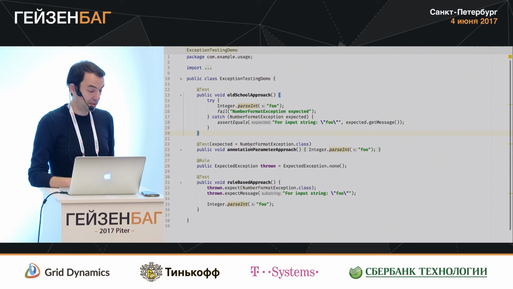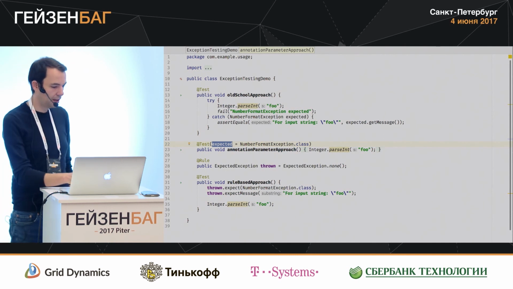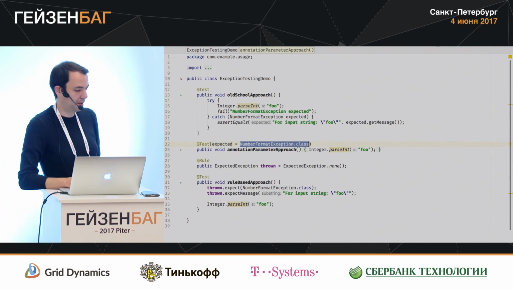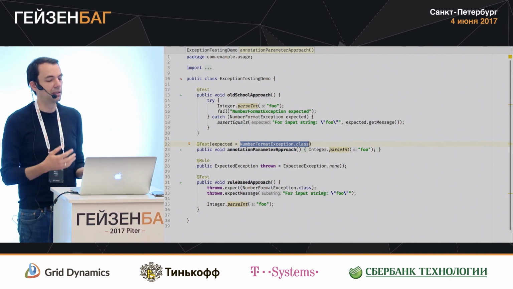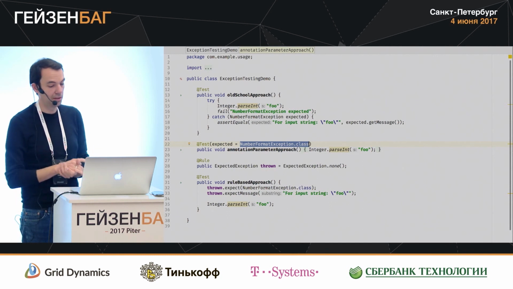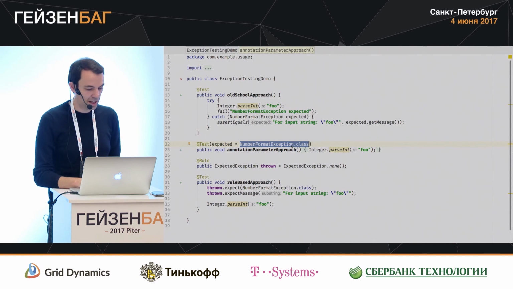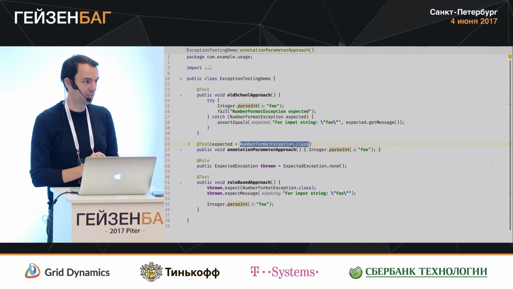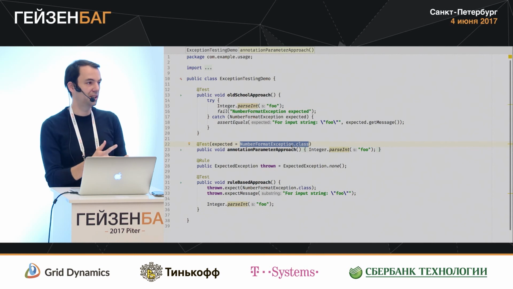This is kind of verbose. So JUnit 4 introduced this expected parameter for the test annotation, and it lets you specify the class. Then you can write any code in the method body, and that code is supposed to throw an exception, and the test is supposed to fail if it doesn't. Which is kind of nice, kind of short. On the other hand, you cannot assert anything about the properties of the exception.